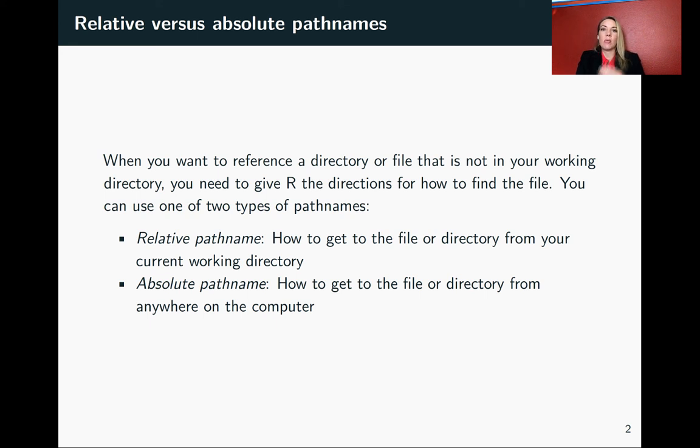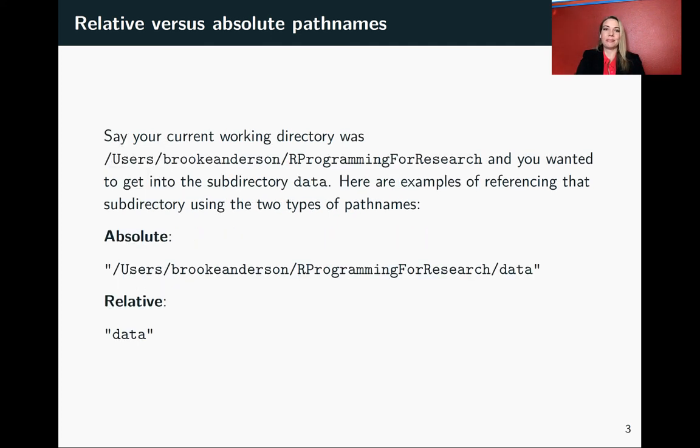One of those is with a relative pathway. That explains, from where I am right now, the working directory I'm in right now, how do you get to the file that I want you to get? The other thing that you can use is called an absolute file path. This tells you how to get to a file or directory, and it gives unambiguous directions no matter where you are on your computer, no matter what directory you're working from right now.